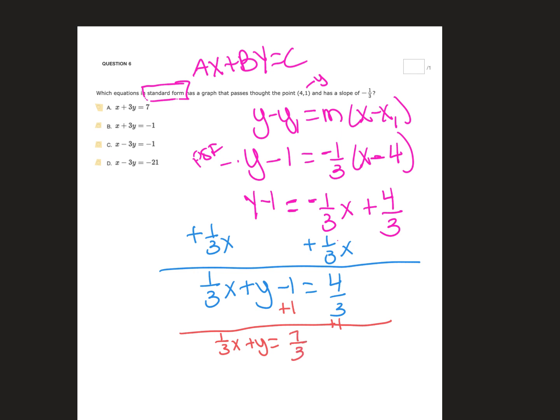And now, to have this in standard form, I need to get rid of my fraction. So I'm going to multiply all of this by 3. So that would be x plus 3y equals 7. And then looking at my answer choices, that's it. A is the only one.